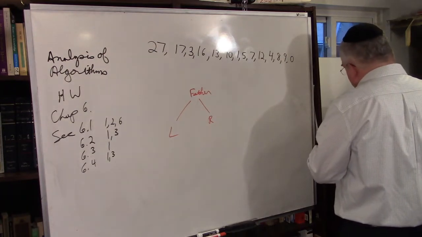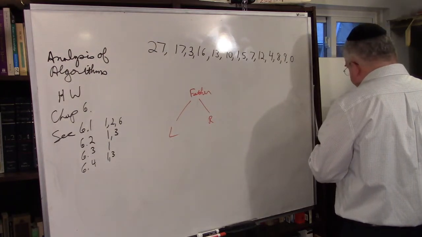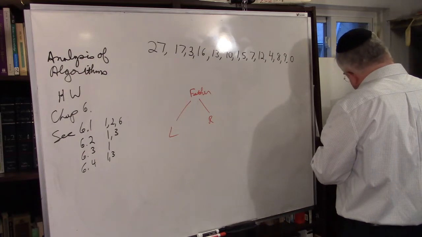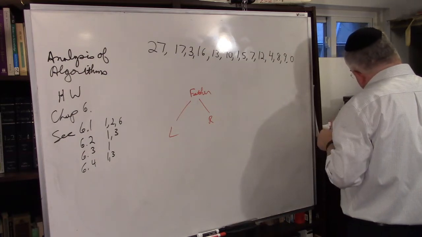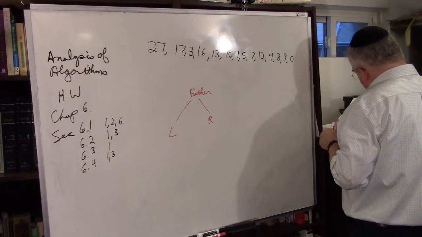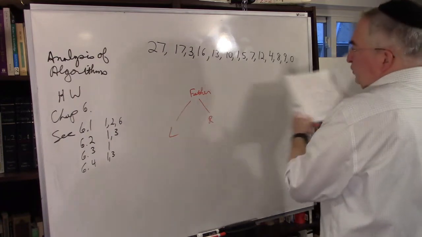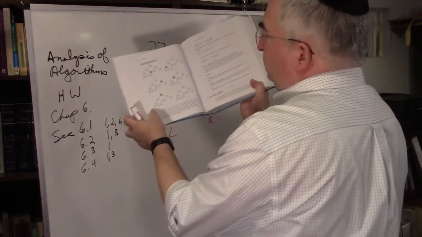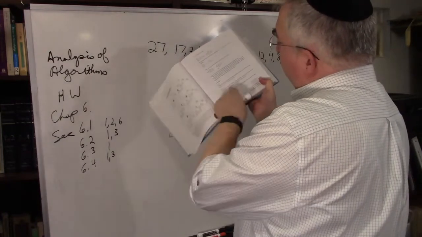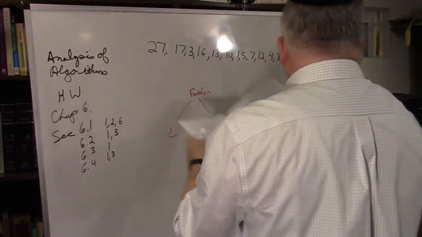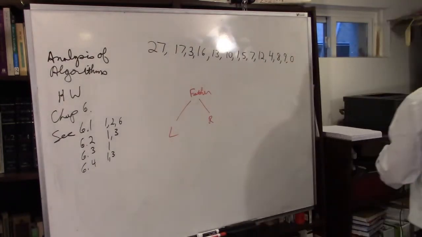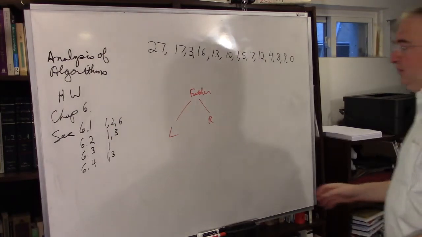Okay, next, section 6.3, number 1. They want you to use this figure 6.3. They're going to give you an array, and they want you to max heapify. So, I'm sorry, they want you to build max heap. So let's do it.